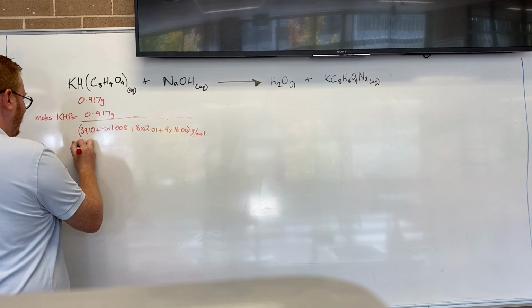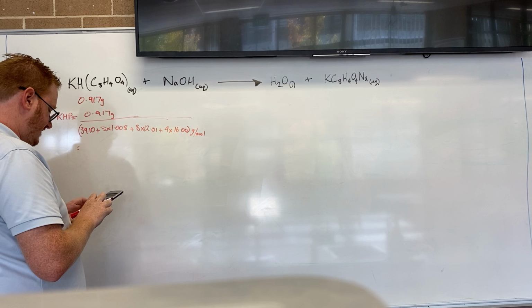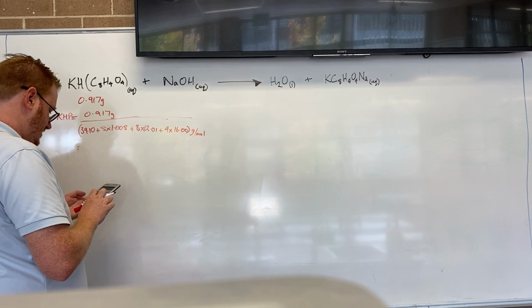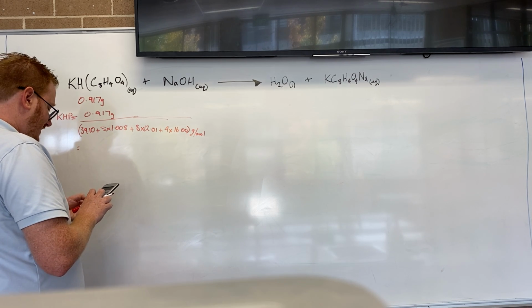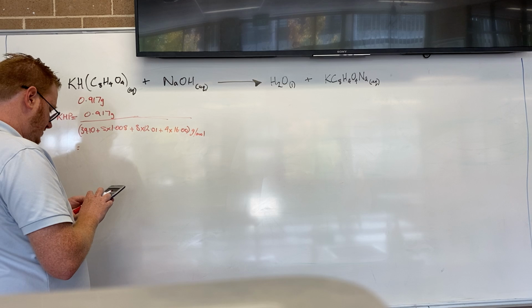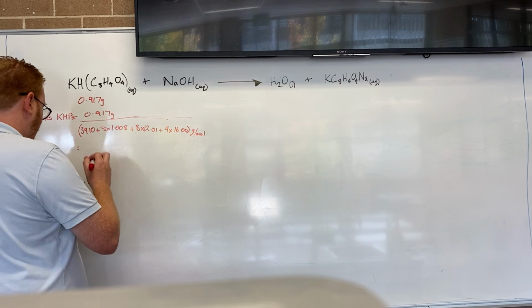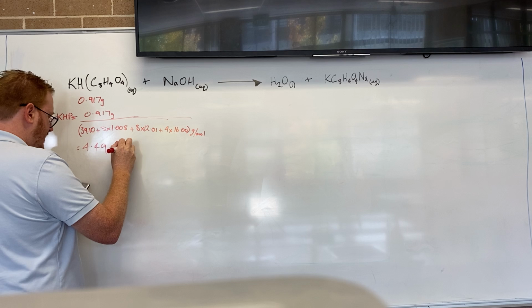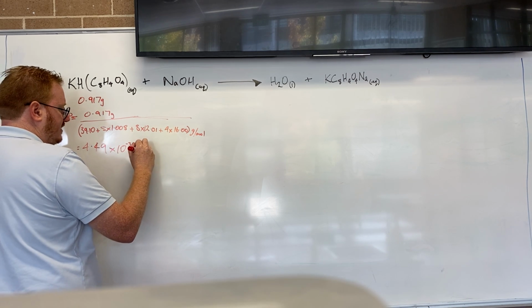All right, let me put it in. 0.917 divided by 39.1 plus 5 times 1.008 plus 8 times 12.01 for the carbons plus 4 times 16. Okay, so I get 4.49 times 10 to the negative 3 moles of KHP.